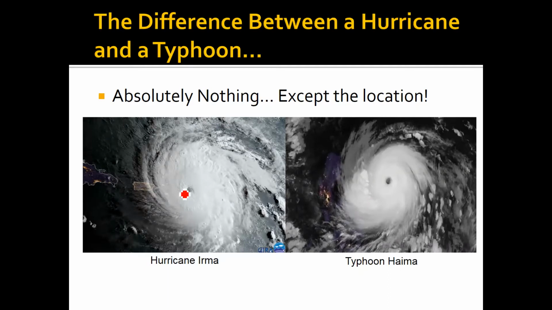If you take a look, they both have very similar structures. They both have eyes in the center. They both have spiral rain bands. They both have beautiful outflow. They both look like buzzsaws. Well, there's really nothing different between a hurricane and a typhoon. They're both tropical cyclones. They both can develop eyes. They both have lots of rain. Everything about them is the same, with the exception of where they form.